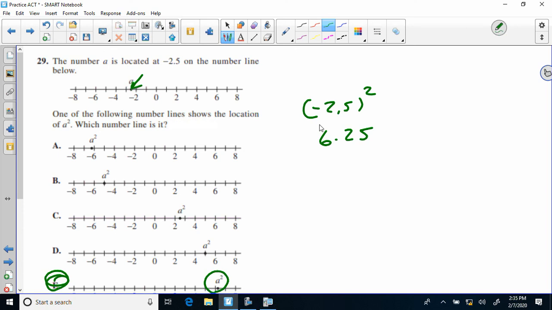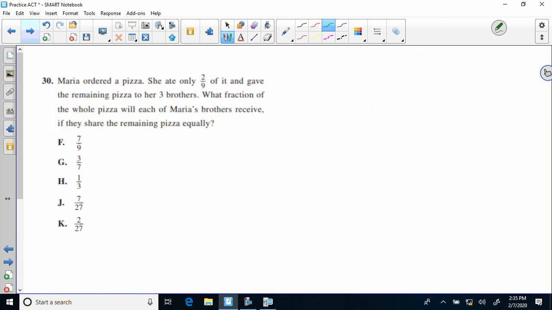Because this is at a negative 6, that's negative 5, wherever. You can look at your number lines. They made it look really hard, and it's probably the easiest one on the whole thing. So that one should be pretty good.